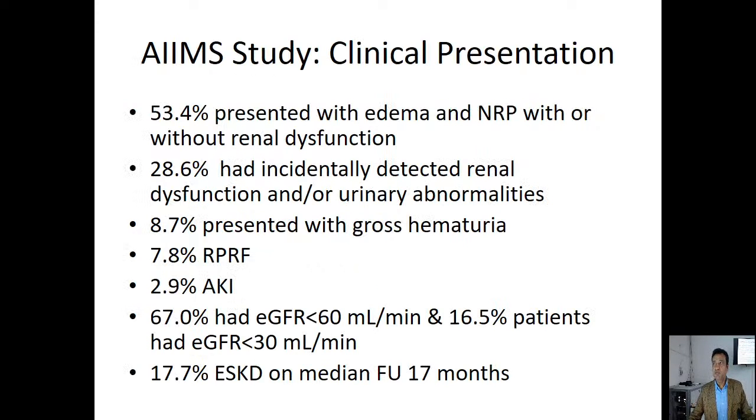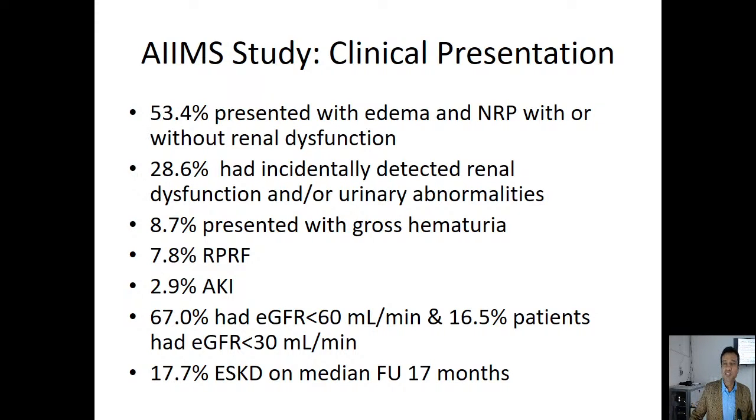In fact, 53% of the patients, that is majority of the patients, presented with edema and nephrotic range proteinuria with or without renal dysfunction. So the patient had come to the nephrology department with nephrotic range proteinuria with and without renal dysfunction and an edematous illness. Only around a quarter had incidentally detected renal dysfunction and urinary abnormalities, which is so very common in Southeast Asia. And the classic presentation of gross hematuria was in fact uncommon, around 9%.